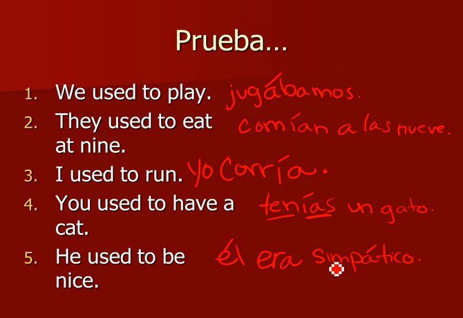So jugábamos, comían a las 9, yo corría, tenías un gato, y él era simpático. So there's your imperfect. And if you ever wanted to practice more, you can always go to conjuguemos.com. Go to Spanish, and under there they have a bunch of verbs you can practice. So you just type in the imperfect, and there you go. You can practice some more. All right, there's the imperfect. If you have more questions, let me know.